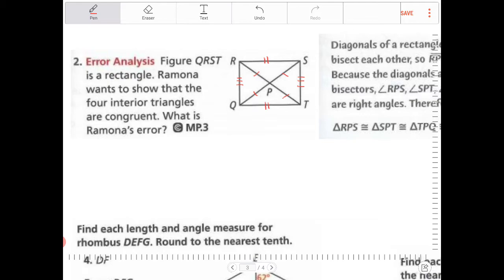We will have two pairs of congruent triangles. So triangle RPS is going to be congruent to TPQ. And we can say that RPQ is going to be congruent to TPS. But we cannot say that all four of them are the same, because all four of them do not share a side-side-side congruence relationship. Only two pairs of them do.